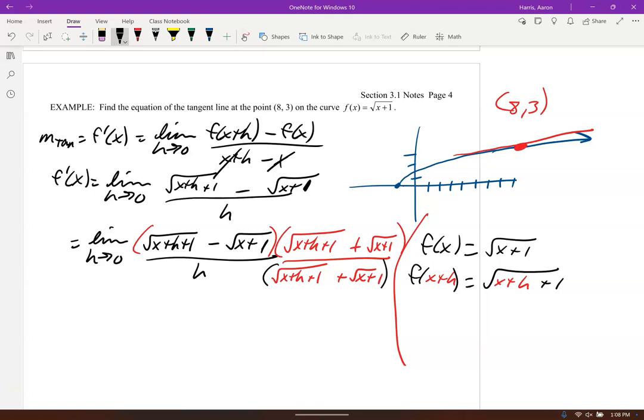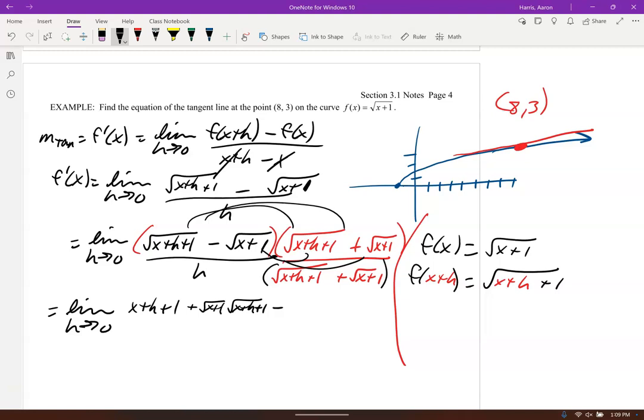Okay, and then, again, this is being multiplied. So now let's go ahead and FOIL this. And so you'll have limit as h goes to 0. x plus h plus 1, square root of x plus h plus 1 times square root of x plus h plus 1 will undo that. And then you have plus square root of x plus 1 times square root of x plus h plus 1, but then you have a minus square root of x plus 1 times square root of x plus h plus 1. And those are like terms, so those are just going to cancel.